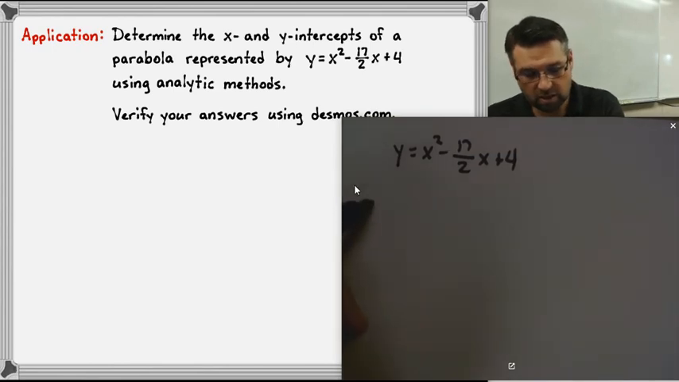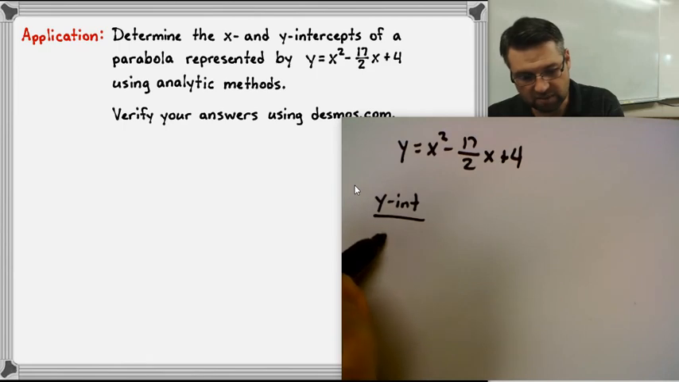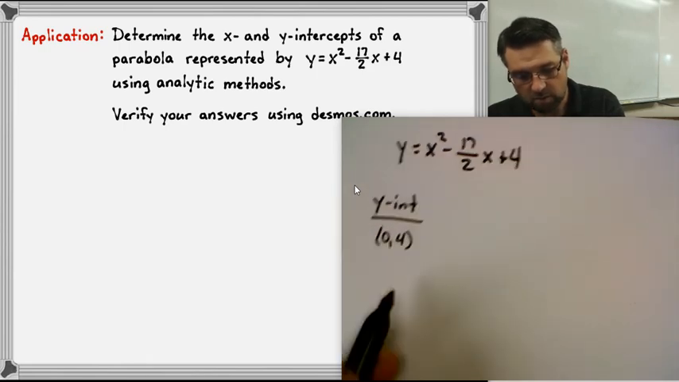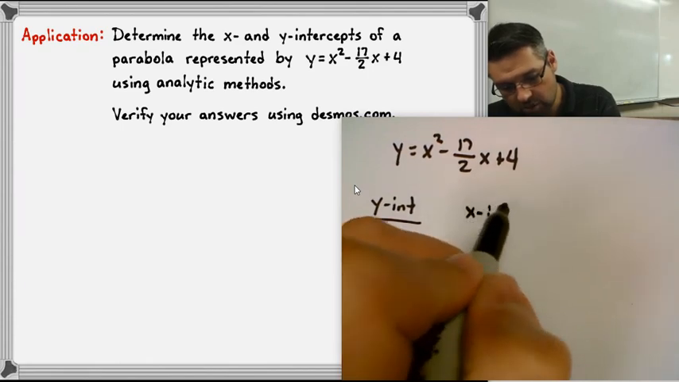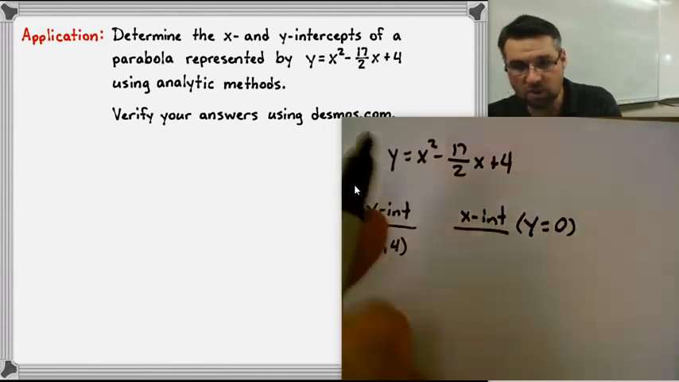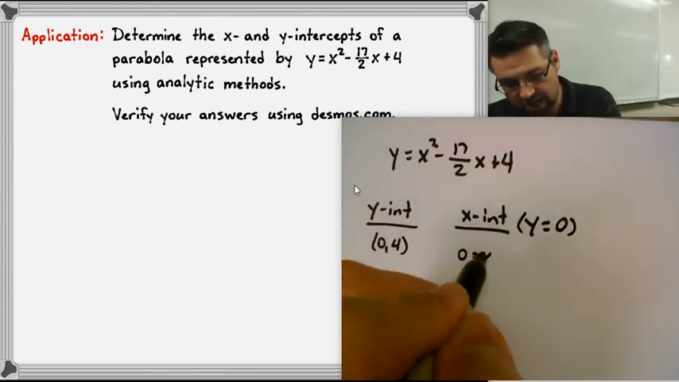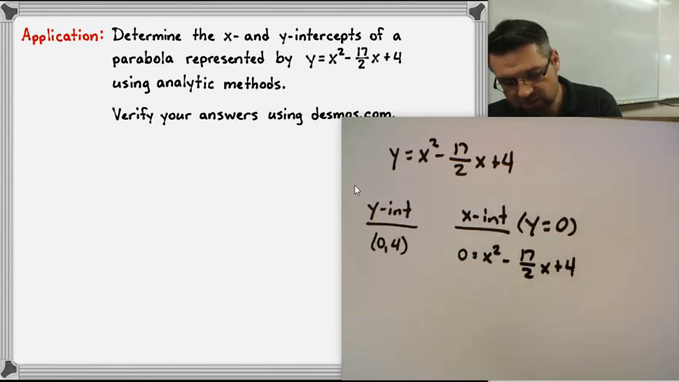Well, again, the y-intercept should be pretty easy to do. The y-intercept is going to be (0, 4), because our c value is 4. Our x-intercepts are, remember, when y equals 0. So we'll set y equal to 0. It says 0 equals x squared minus 17 over 2 x plus 4.